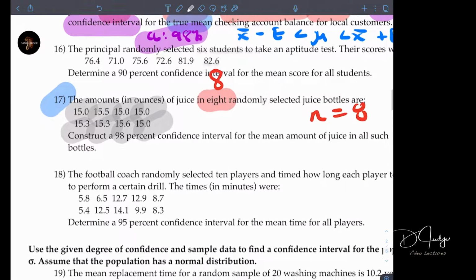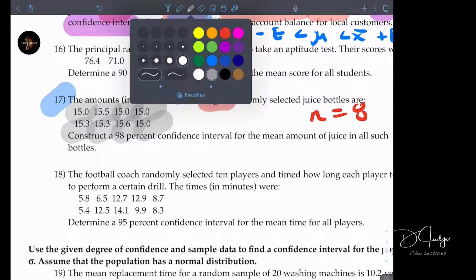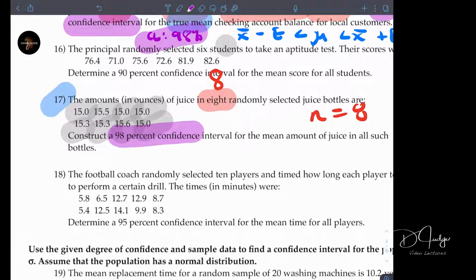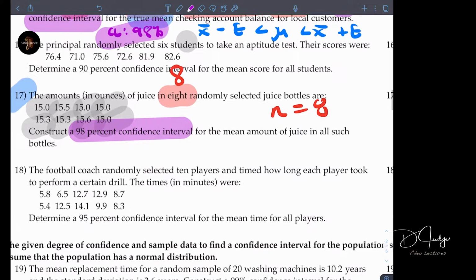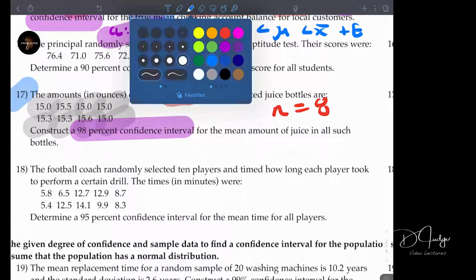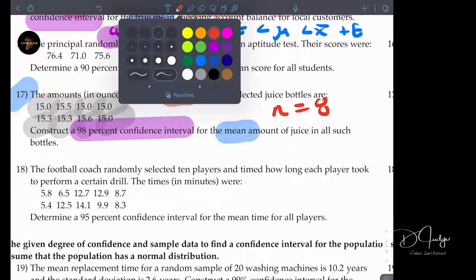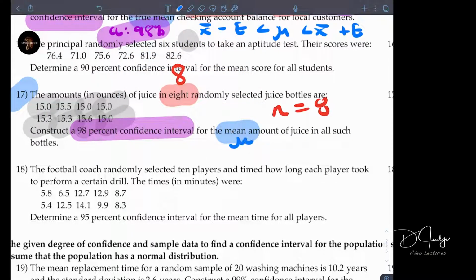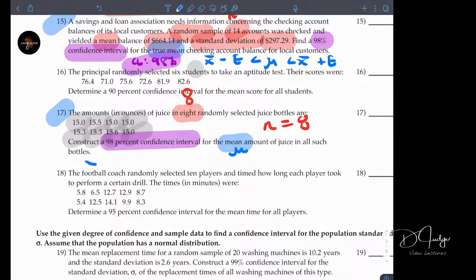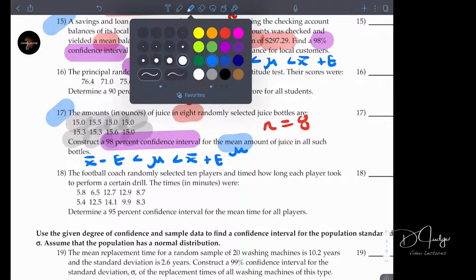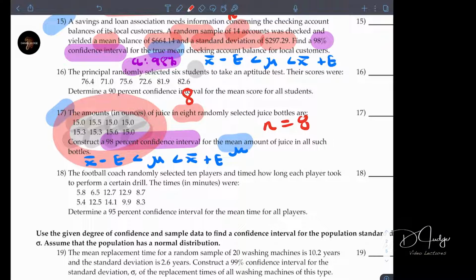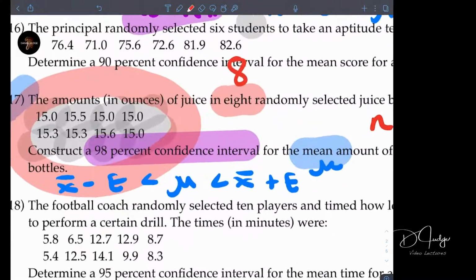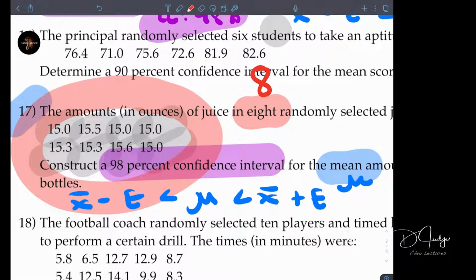And they want us to construct a 98% confidence interval for the mean amount. This is estimating the true mean. And like I said before, the format is going to be the sample mean minus your error, less than the true mean, less than the sample mean plus your error, like we've been doing. However, this is interesting because they gave us data values.